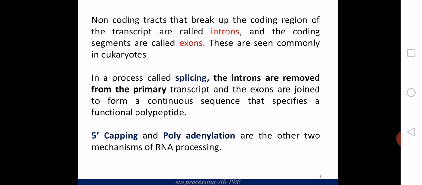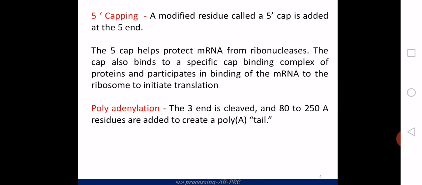The second and third ones: 5' capping is the addition of a special nucleotide to the 5' end, and polyadenylation is the addition of adenine residues to the 3' end. All these mechanisms together work to produce a functional mRNA molecule. The capping provides some protection to the 5' end of the mRNA molecule from endonuclease activities.